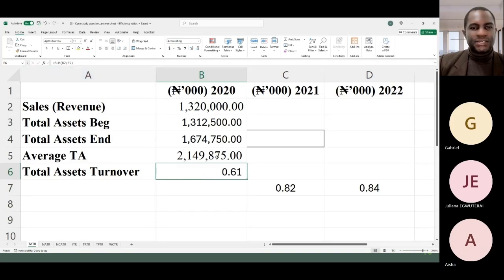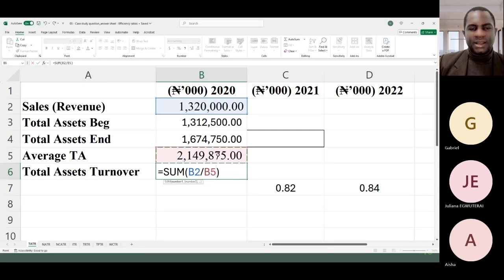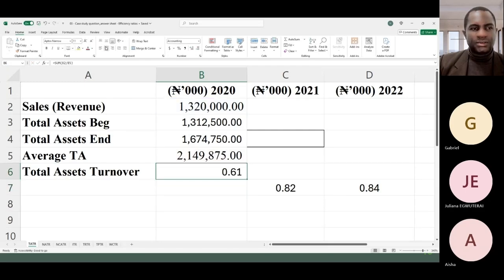Oh, 0.61. How come I'm having 0.61? 0.88. Is it for 2020? Yes. Okay, so why am I having 0.61? Let me do it again. So my sales revenue divided by my average. Is this my average correct? Can you confirm with your calculator? It's not correct. I want to do that.